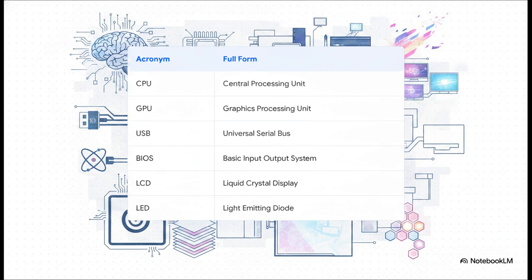The CPU, or Central Processing Unit, that's the brain calling all the shots. The GPU, the graphics processing unit, is basically the artist handling all the visual heavy lifting. We all plug things into USBs, right? But that actually stands for Universal Serial Bus. Then there's the BIOS, the basic input-output system, which wakes everyone up before the operating system even has a chance to load. And your screens. They're usually LCD, meaning liquid crystal display, or LED, which is light-emitting diode. Just knowing these full forms instantly takes the intimidation factor right out of tech talk.